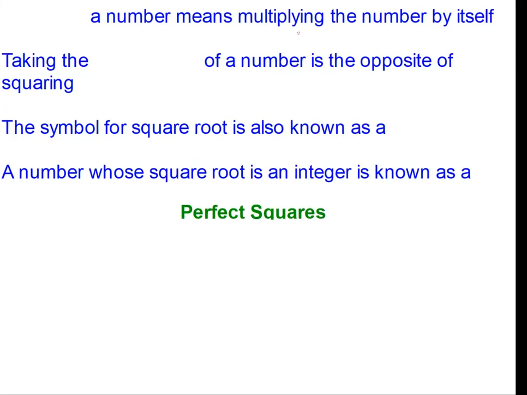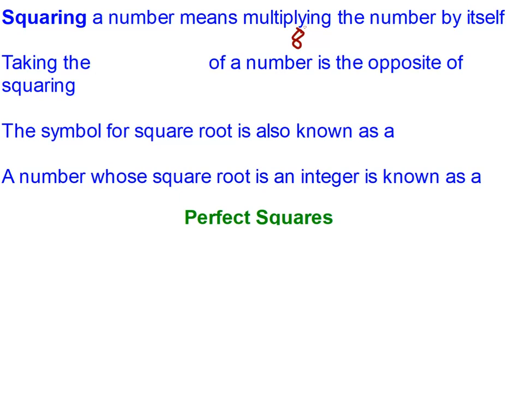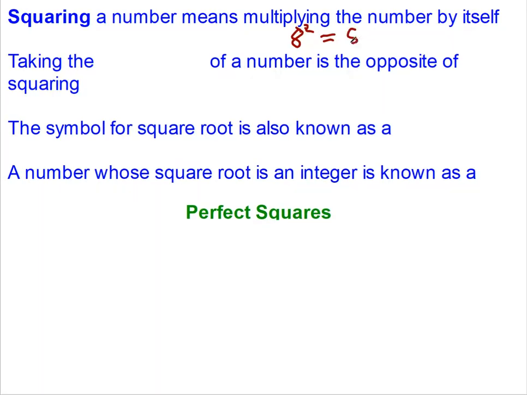So for example, if I did 8 squared, that's the same thing as 8 times 8, which is 64. Taking the square root of a number is simply the opposite of squaring that number. So if I did the square root of 64, that gets me 8.